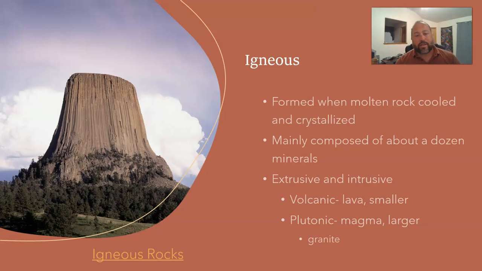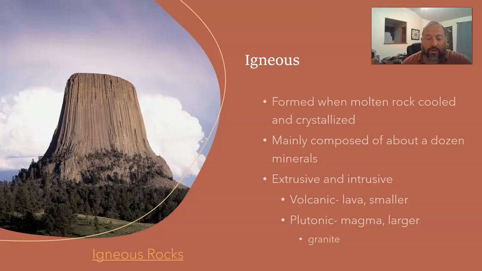So, just kind of going over and reviewing igneous rocks. Igneous rocks are formed when molten rocks cool and crystallize. They are mainly composed of about a dozen or so minerals specifically. And you've got two types of igneous rocks. You've got extrusive and intrusive.